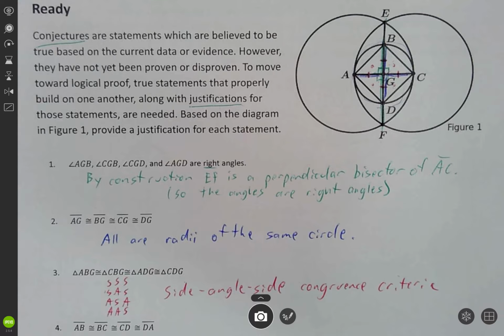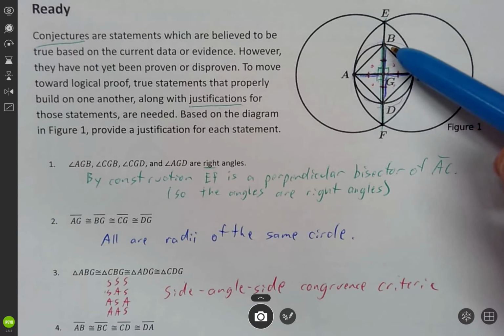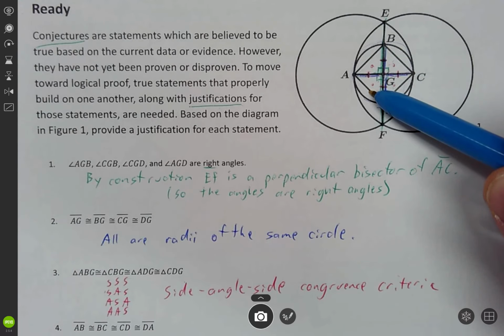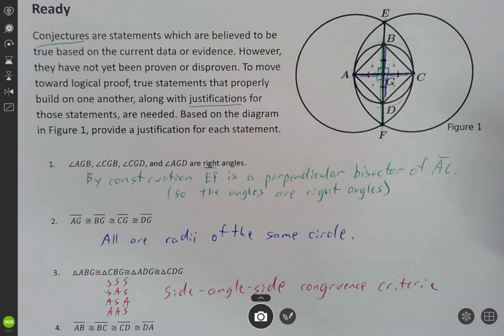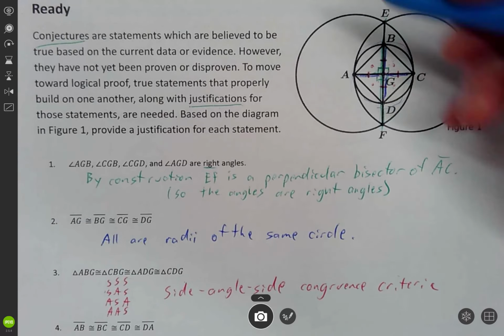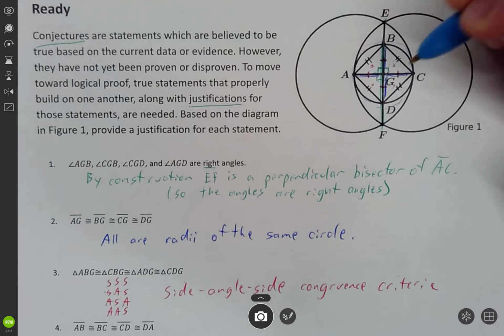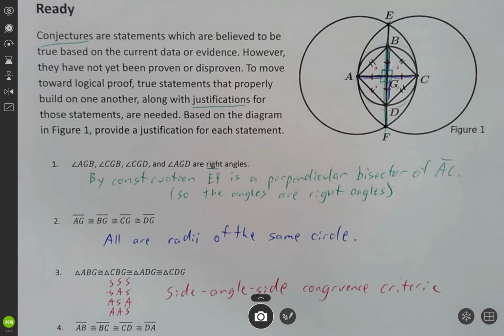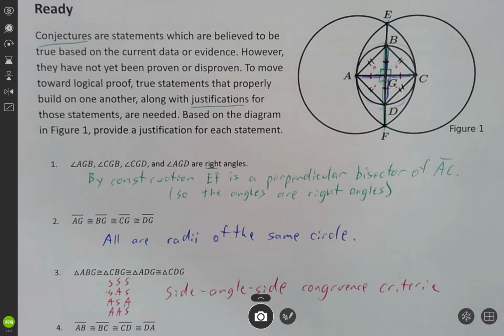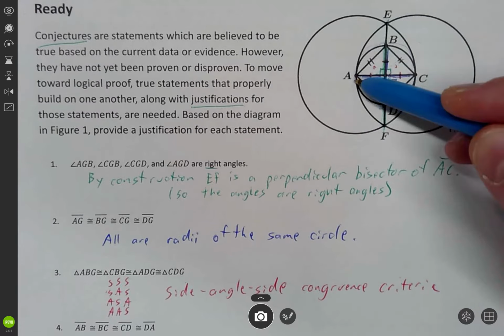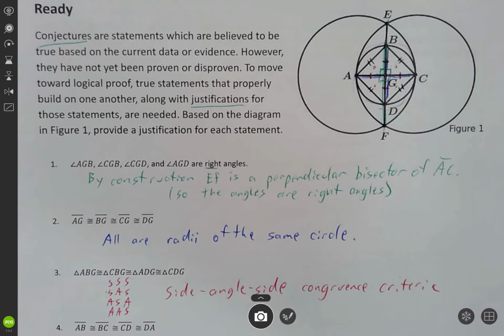And then finally, statement 4 is about the hypotenuse of each of these triangles, AB, BC, CD, and AD. It's claiming all of those are congruent to each other. Now, those are not radii of any of these circles. Yes, they do come from A, which is the center of a circle, but it doesn't go to the edge, so it's not a radius of circle A. So how can I claim the hypotenuse of each of those triangles is congruent to the hypotenuse of each other triangle? That justification has got to come from the previous statement.